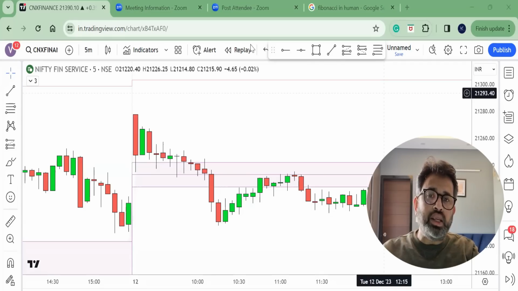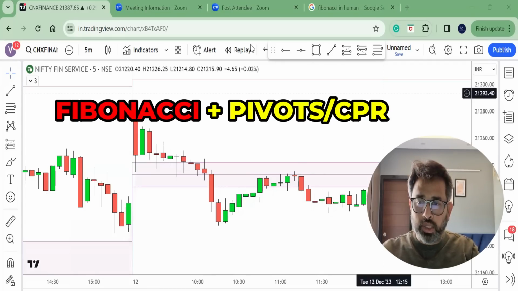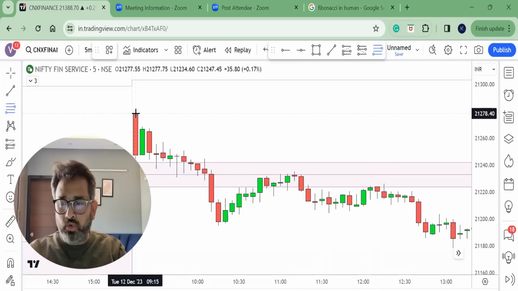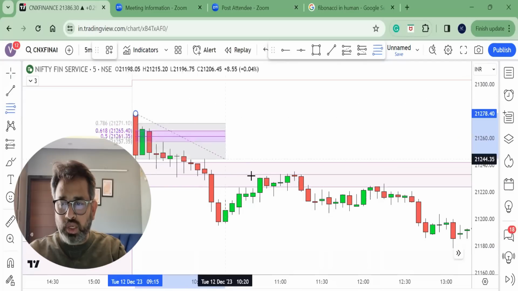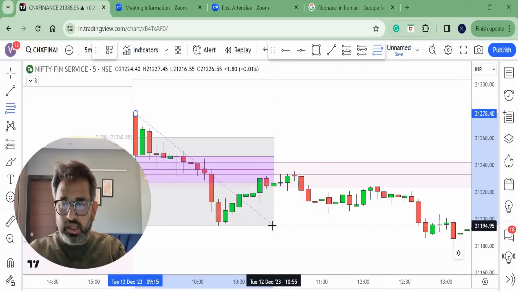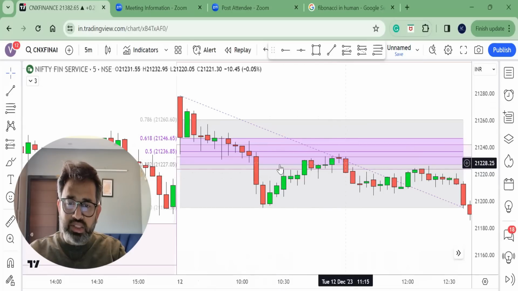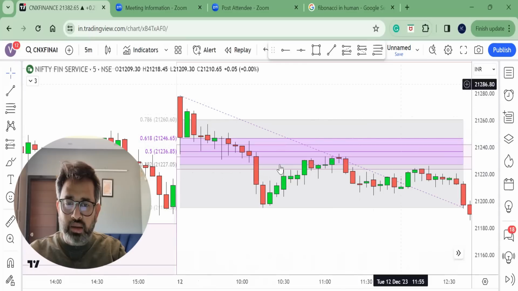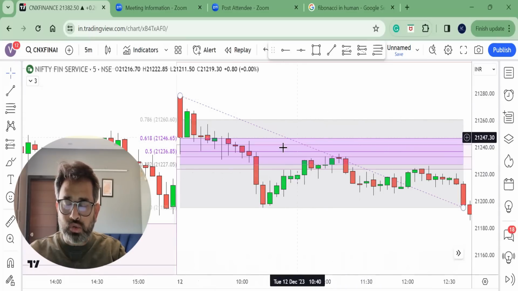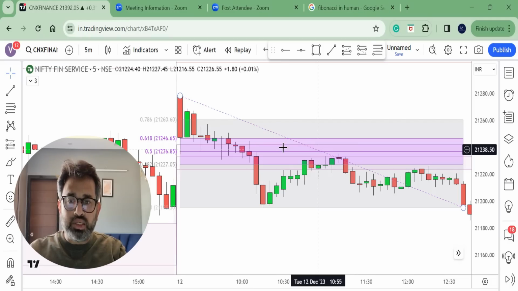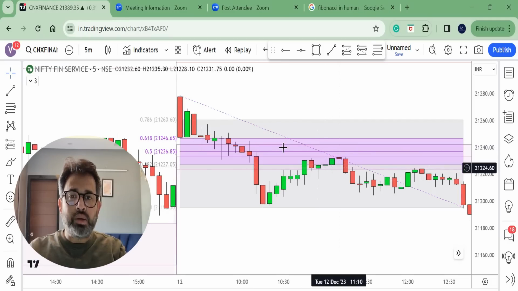And now the next strategy is combining Fibonacci along with pivot points or CPR. For example, you can see that on 12th December, this is the swing high, this is the swing low, right? So we mark that level. You can see that it took resistance near the 0.5 and started coming down. At the same time, it had a CPR also. When CPR and Fibonacci numbers are at the same level, that becomes high probability.